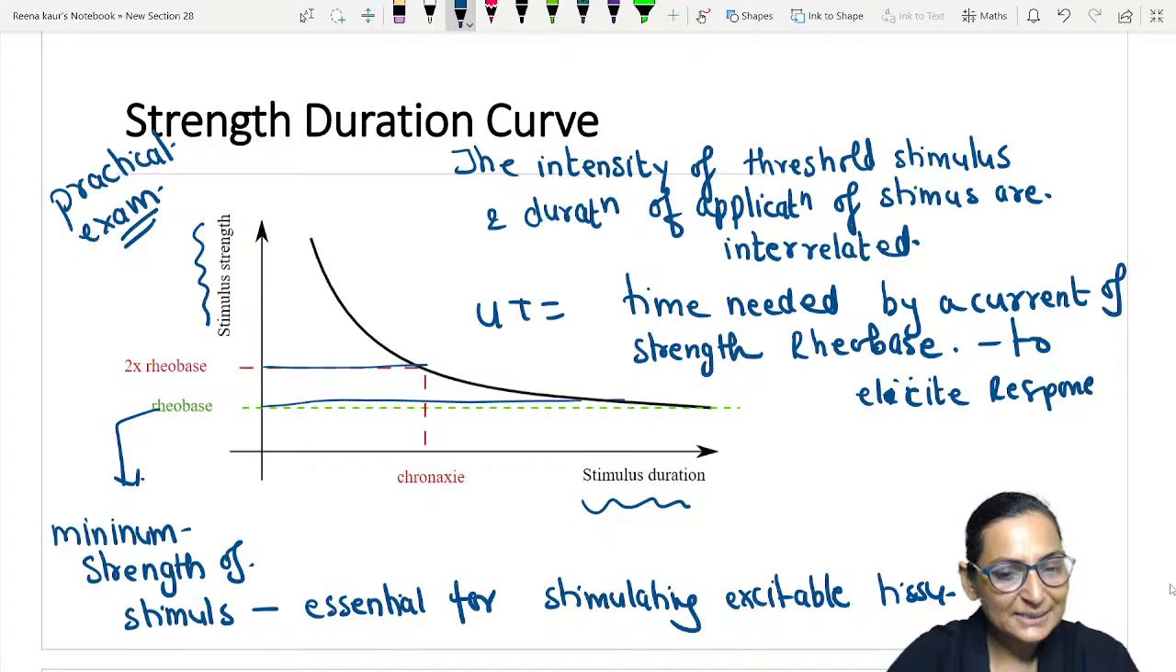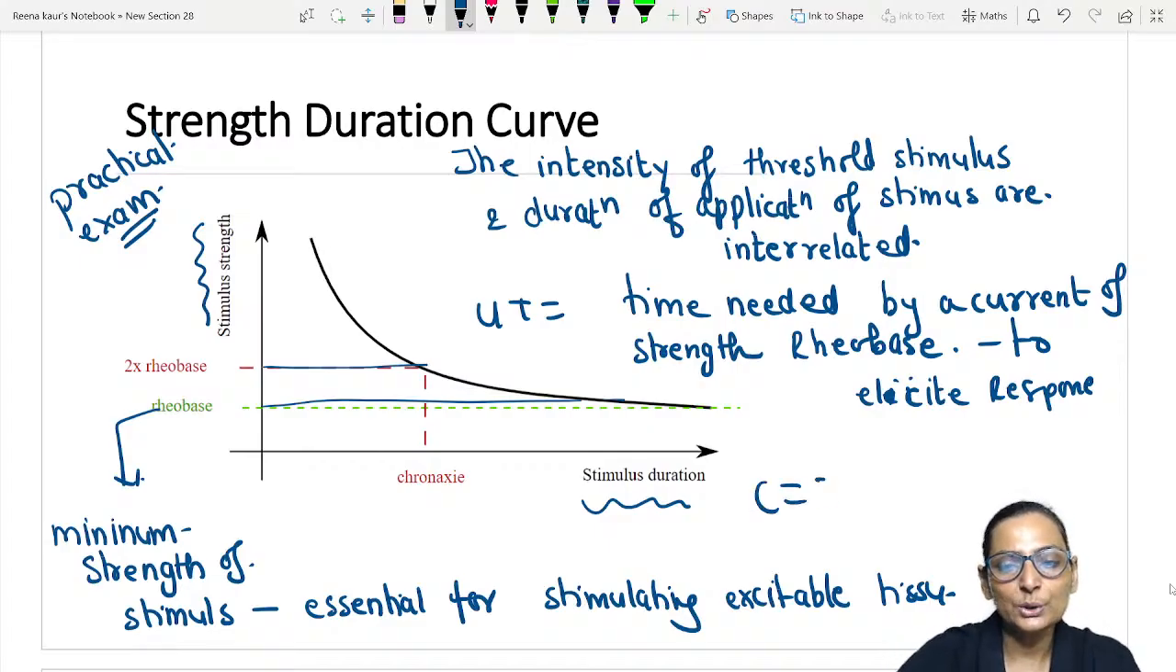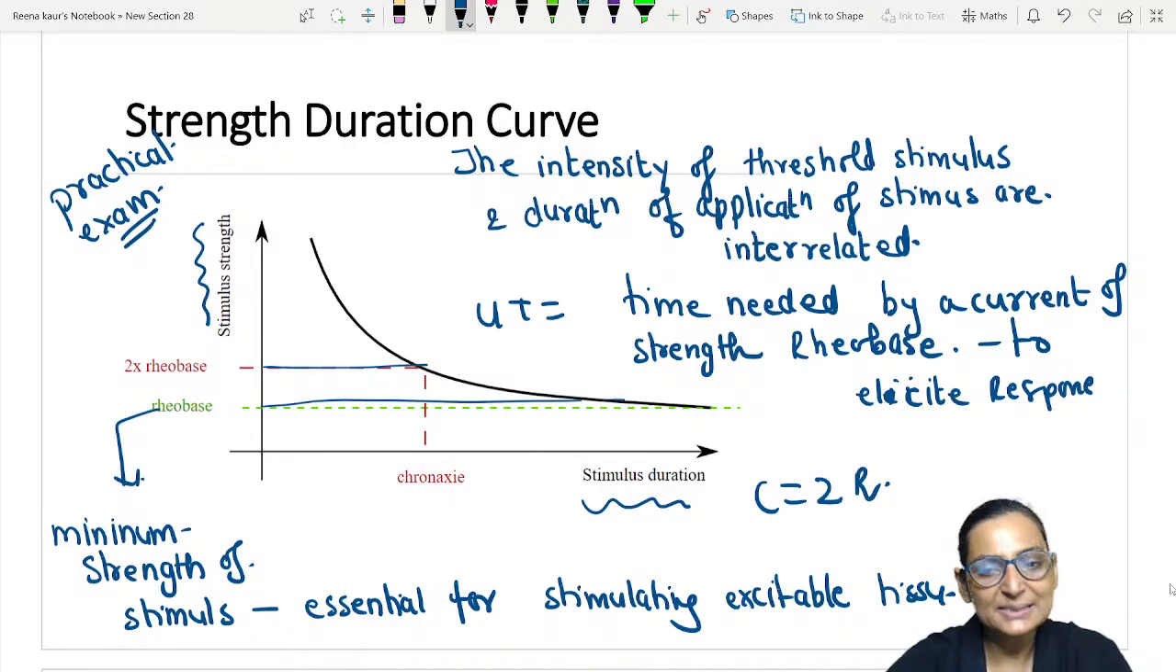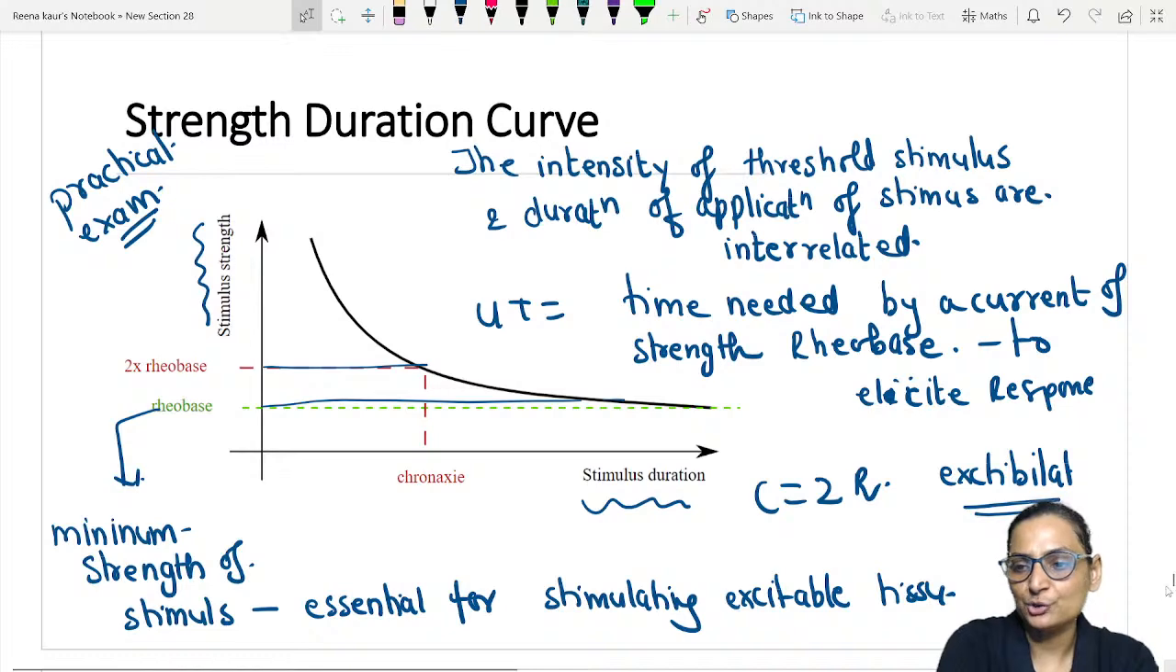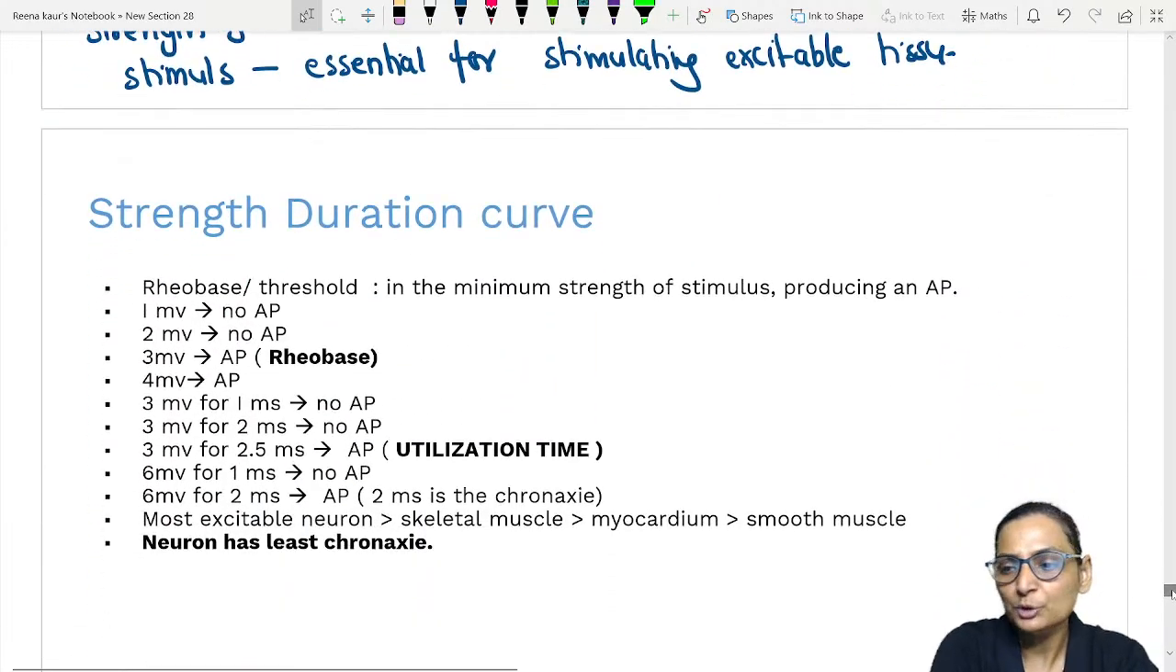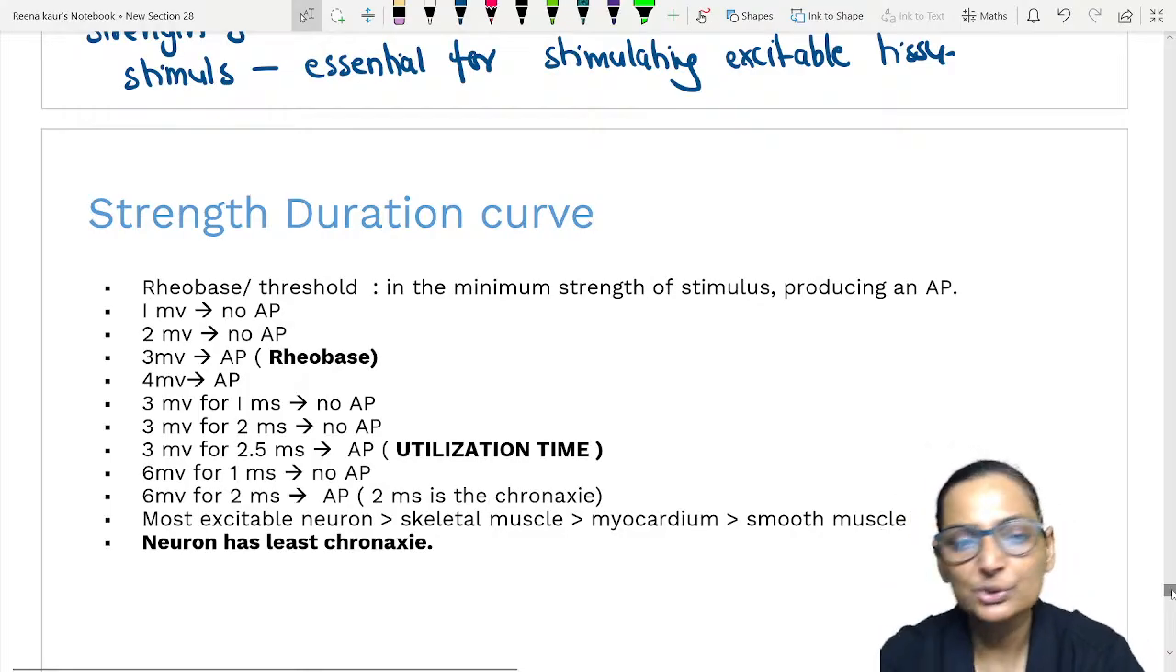एंड व्हाट इज क्रोनैक्सी? C is equal to 2R. That is, chronaxie is twice Rheobase and it is the measure of excitability of tissue. It is an index of excitability of tissue. अब इसको न्यूमेरिकली पढ़ते हैं तो वो काफी इजी हो जाएगा.